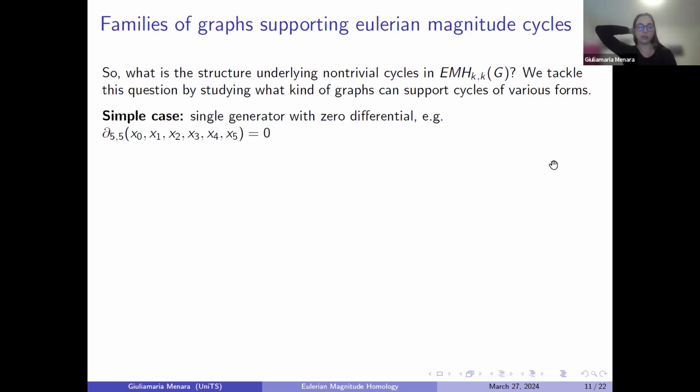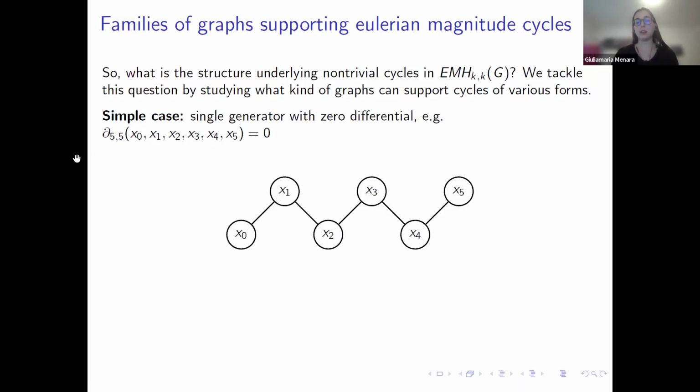We start by the simple case when we have a single generator with 0 differential. So let's say we have this guy going to 0 on the differential. So what's happening here? We have this trail induced by the tuple of vertices. And what's the differential doing? It's taking out a vertex at a time. And when we take out the vertex, we want induced length to decrease. So if we remove x1, then we need this length from x0 to x2 to decrease.